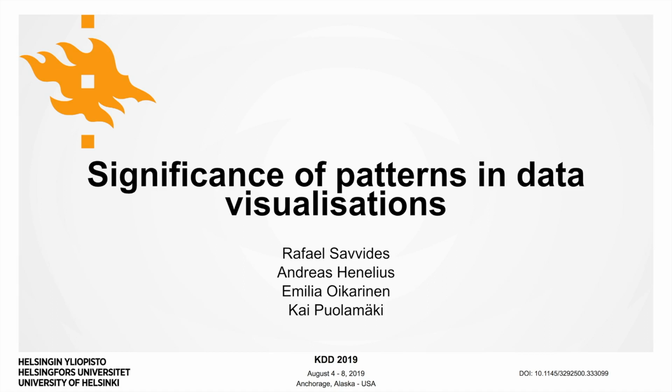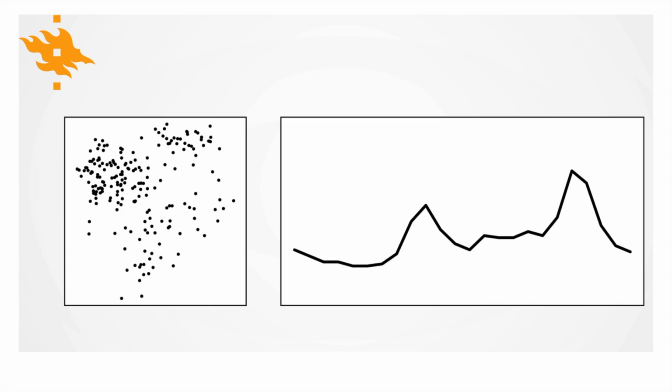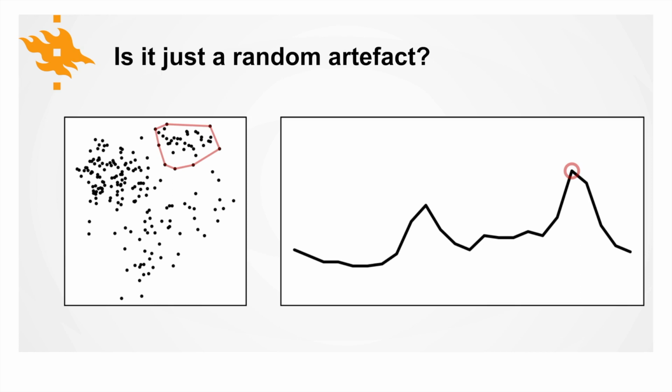Significance testing of patterns in data visualizations. Suppose you visualize your data and you observe a pattern, for example, a cluster in a scatter plot or a high value in a time series. Is this pattern real, or is it just a random artifact of the data? This kind of problem is solved with statistical significance testing.